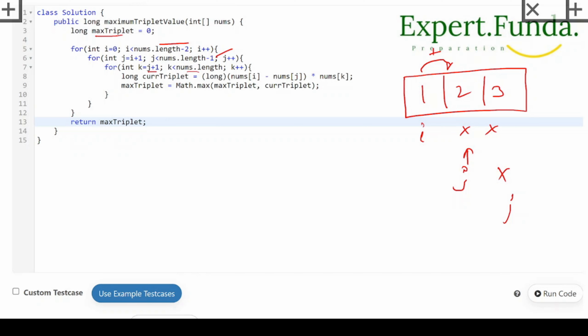Now we will find the current triplet, in the long form only, right? And we'll do nums of i minus nums of j, and multiply with nums of k, and each current triplet will be compared with the max one. There will be multiple values, like 77, 60, 72, like that it will come, and whichever is the max, that will be stored here as the max triplet value. Each time it will compare with the current triplet calculated, and the maximum will be stored here only, right? So that is what we have to return.